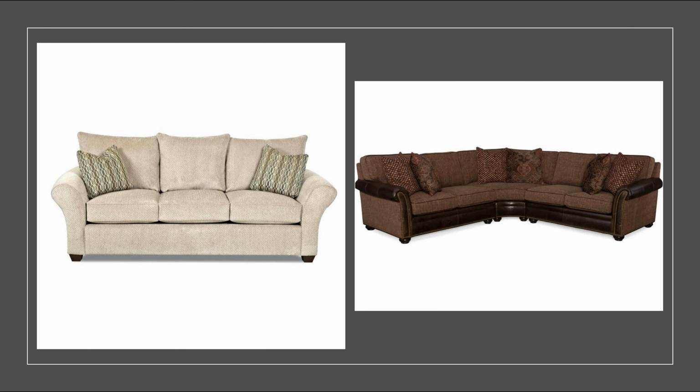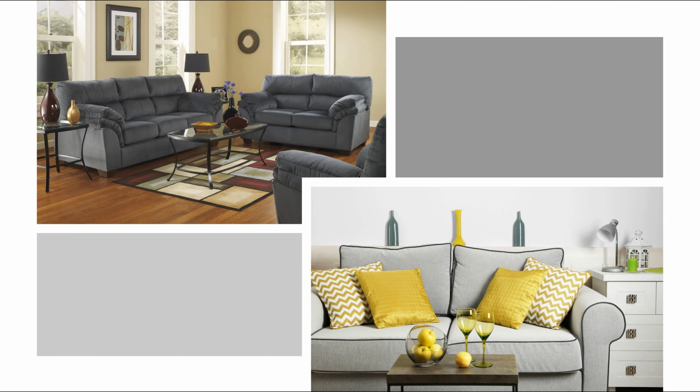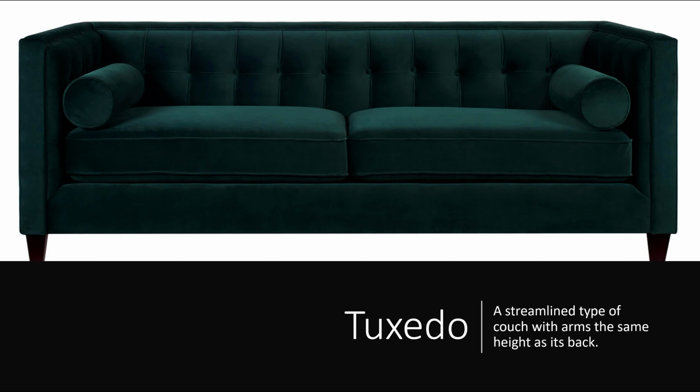There's a red Lawson. Here's a tan Lawson. Here is a brown Lawson with leather rolled arms. And then you can have this in sectionals as well, like the brown one. Here's some Lawson gray pieces, and then the gray one on the bottom as well is an example of a Lawson.